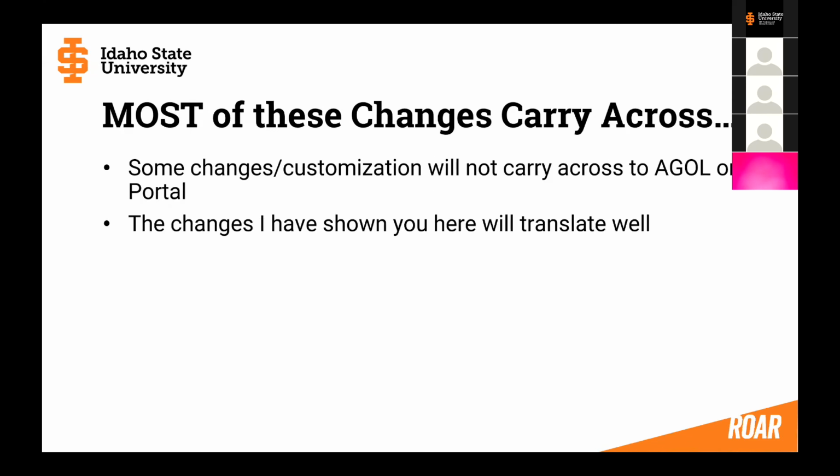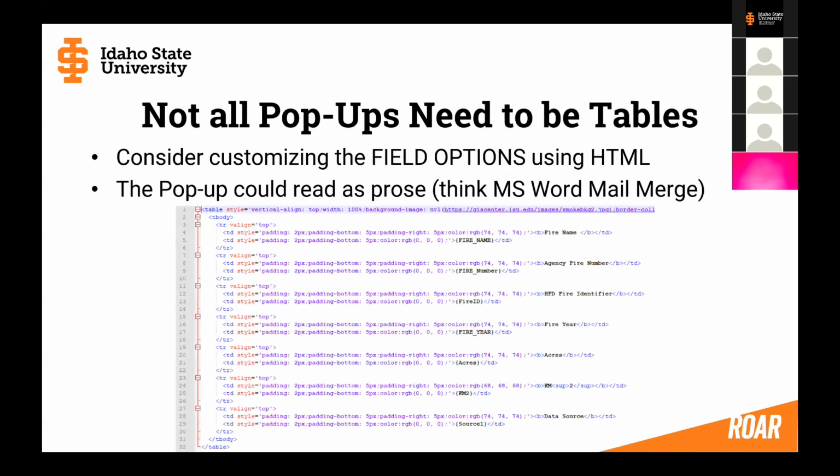Most of these changes that I already alluded to carry across to ArcGIS Online, but some do not. The changes I've shown here, except for some of those like percent formatting of numbers, but the rest of the stuff, in my experience, translates really, really well from ArcGIS Pro into ArcGIS Online or Portal.